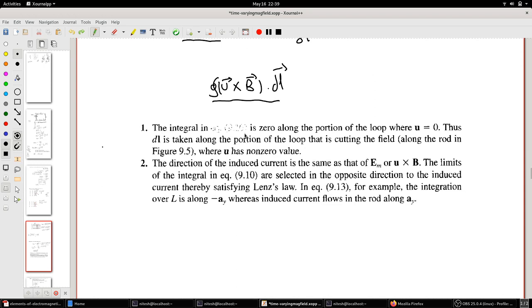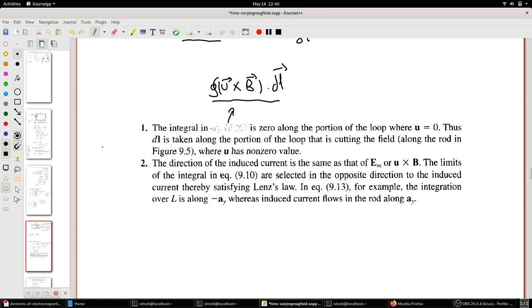The integral of u cross B dot dl is 0 along the portion of the loop where u equals 0. Thus dl is taken along the portion of the loop that is cutting the field, along the rod in figure 9.5 that we had seen.